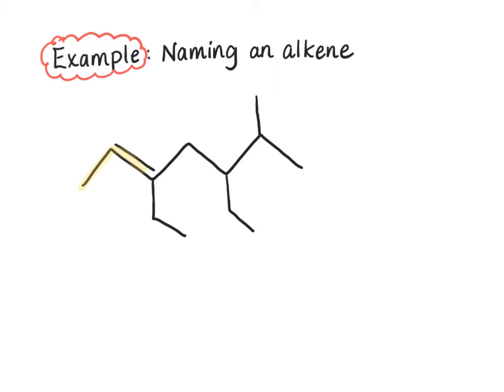So our parent chain must contain that double bond, and we're going to find the longest continuous chain, which is here. And so our parent chain is going to be 1, 2, 3, 4, 5, 6, 7. So our parent chain is heptene. And in this space, we're going to put the location of the double bond. We'll go through how you number it in a second.